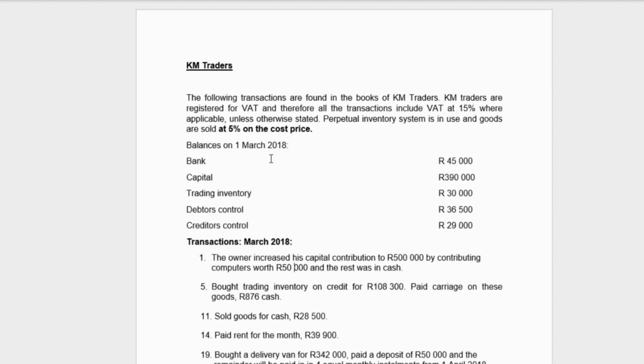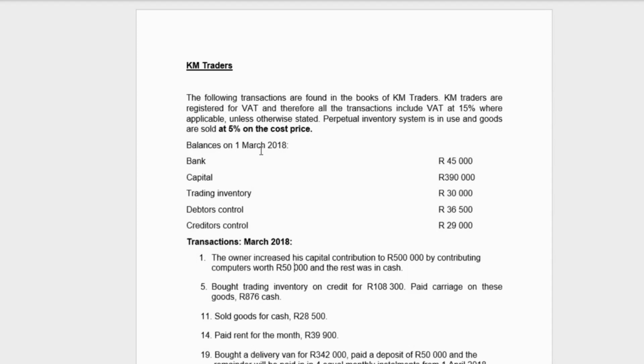We are going to do a KM traders, where it says the following transactions are found in the books of KM traders. KM traders are registered for VAT, and therefore all the transactions include VAT at 15% where applicable, unless otherwise stated. Perpetual inventory system is in use and goods are sold at 5% on the cost price. So that is our markup.